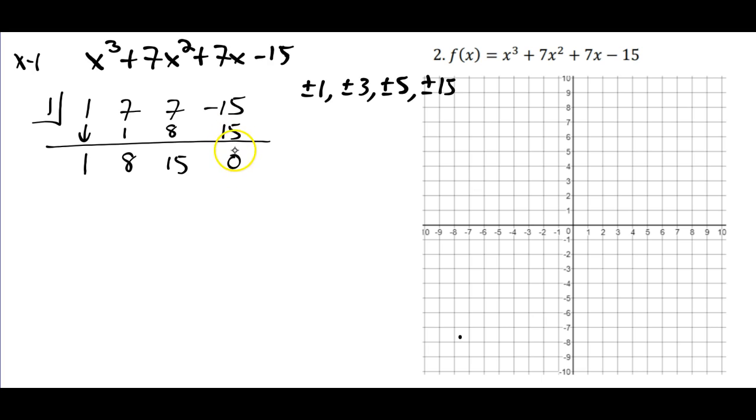So this made it nice. I know that my first try I got it right. I've got a 0 as the remainder, which means that if you put 1 into this, you get 0 when you take the f of 1 here. So x minus 1 must be a factor.